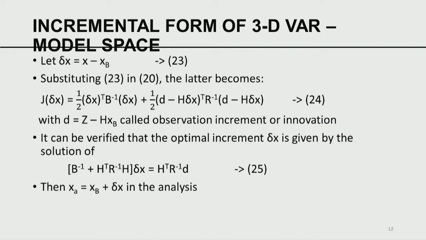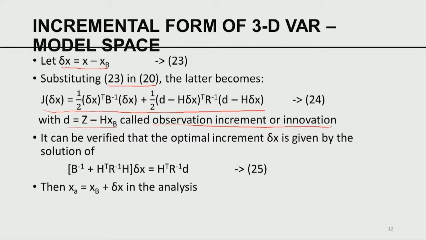Once we get this, there is a quick exercise. I can talk about the incremental form of 3D-Var in the model space. Let me run through this very quickly. This is largely related to the computational advantages and disadvantages of whichever formulation we want to follow. Let this be the increment. This is called the incremental formulation. Substituting 23 in 20, my J becomes this, which you can readily see, where D is equal to H of Z minus H of XB. That is what is called the observation increment or the innovation.